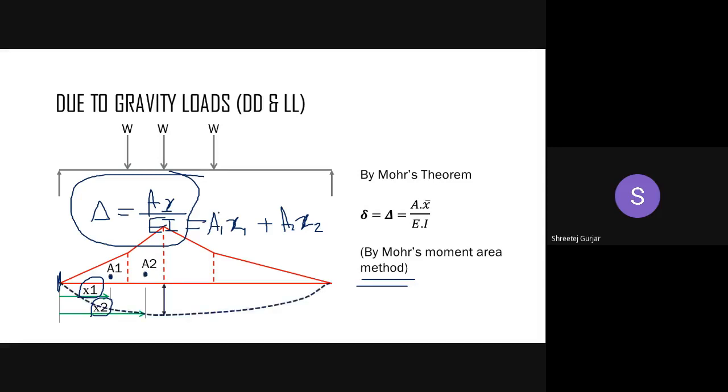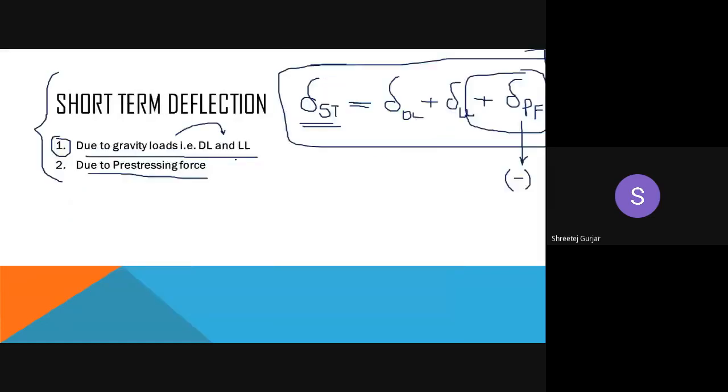Now, we are done with gravity loads. We are done with the first part. Under short-term deflection, we are done with gravity loads. Now moving on to your second part, wherein we have to look into the short-term deflection caused by your pre-stressing force. We are done with these two parts. Now we have to look into how you calculate delta PF.